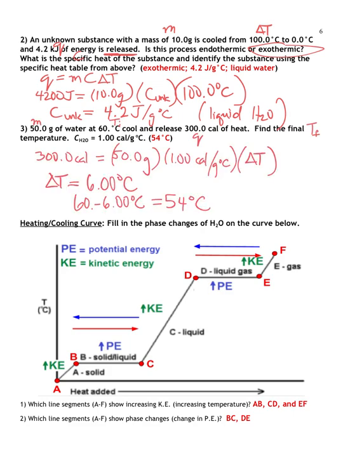So I chose for this particular problem to keep it in calories, and so I used the specific heat capacity of water in calories right here, which was converted. And I also chose to solve for delta T, which is the change in temperature. So this is your change in temperature of 6 degrees. And if you're cooling it, that means the final temperature is going to be lower than the initial temperature by 6 degrees. So it is 54 degrees Celsius.